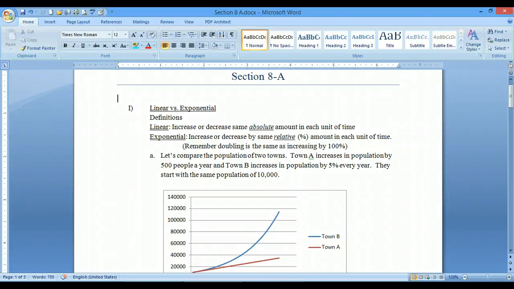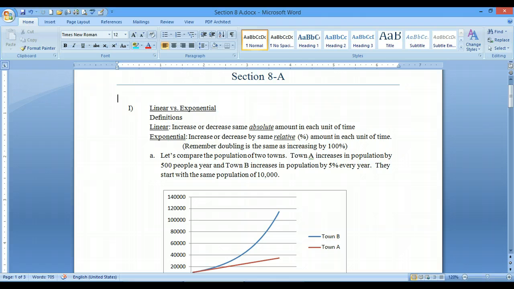Section AA is about linear versus exponential. A couple of definitions to start us off. Linear is when something is increasing or decreasing by the same absolute amount in each unit of time. Exponential is increasing or decreasing by the same relative amount. By now you should remember that every time you hear or see "relative," you should automatically think of percent: the same relative amount in each unit of time.